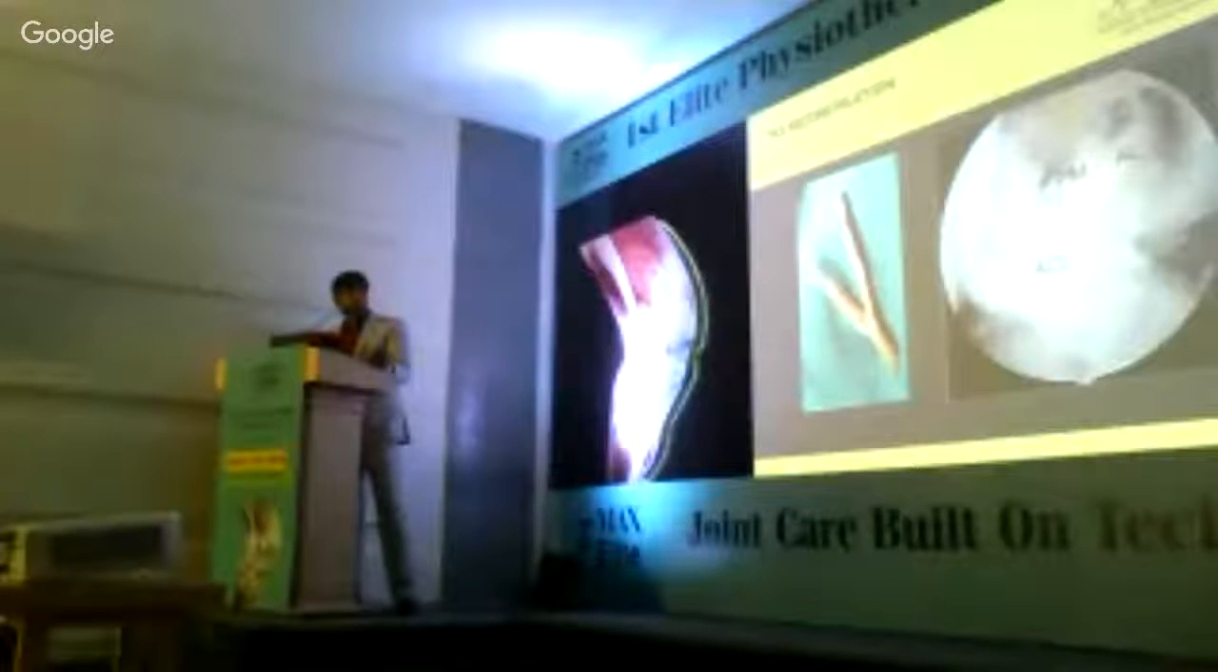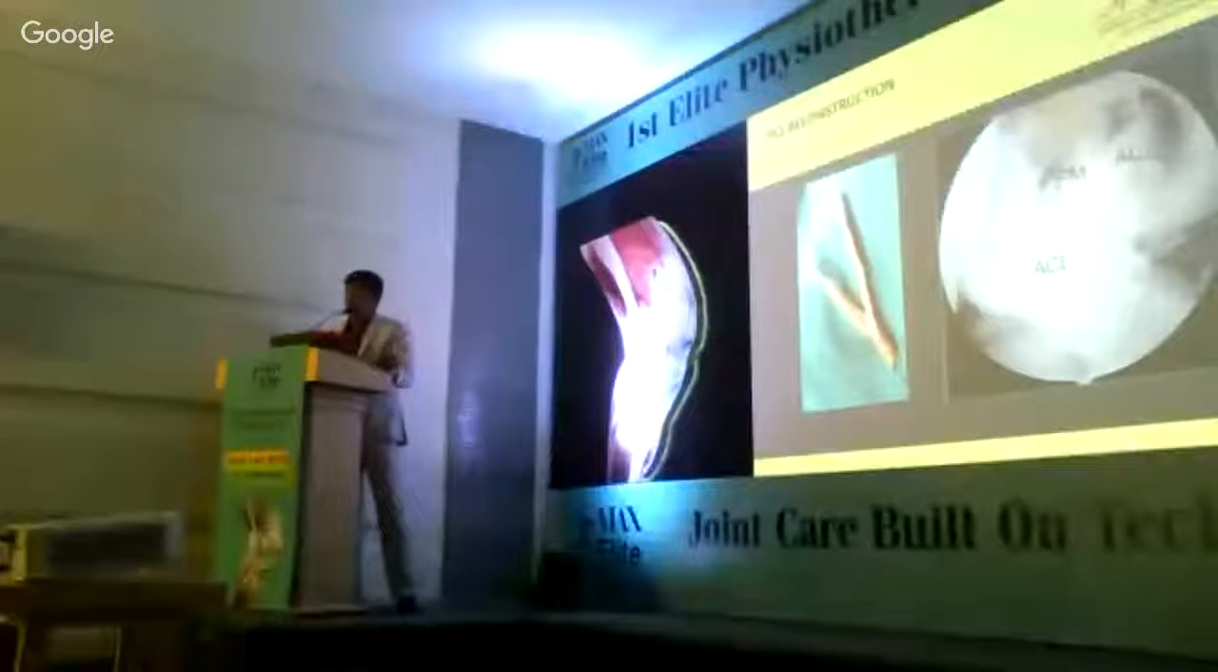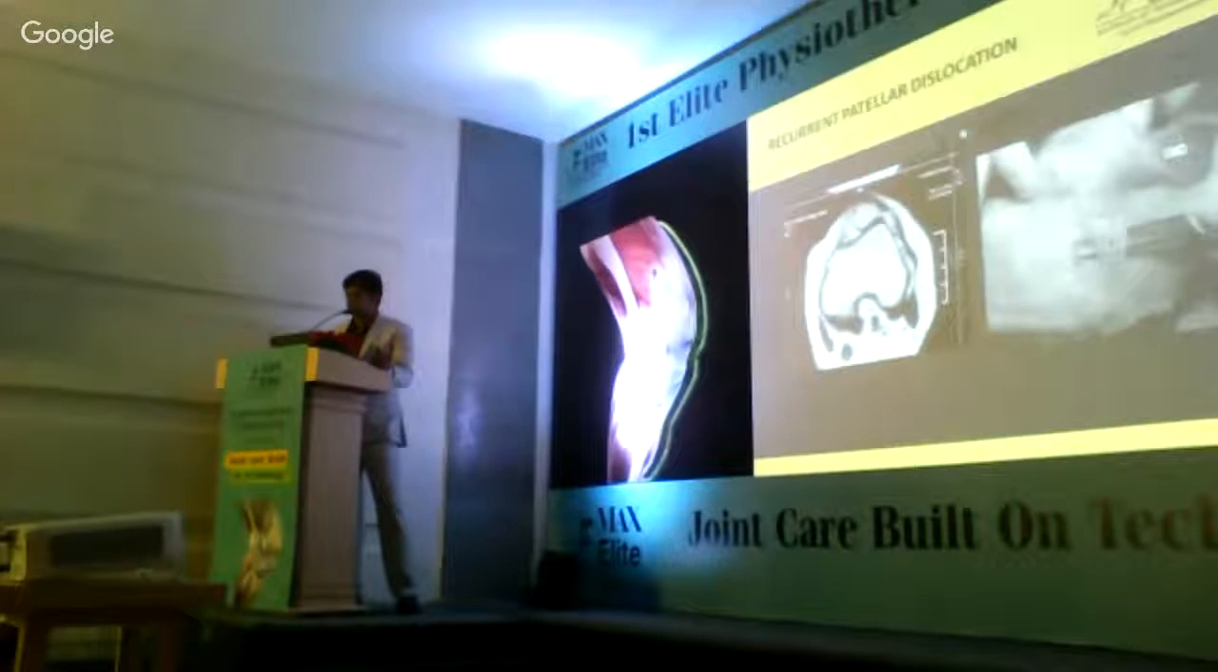This is an image of the reconstructed PCL. Here the graft is passed in a V-shaped manner, and the tunnels are in the medial condyle of the femur and the graft is inserted.